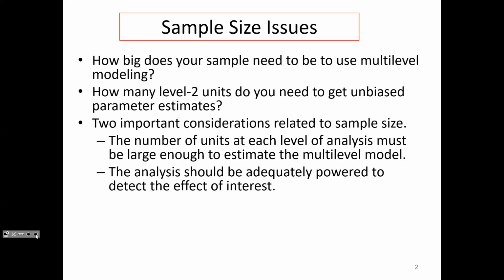Mm-hmm. What would you do? I mean, I have that happen all the time. So if I had 5 or 6 schools, I would put school in as a fixed effect. So I would dummy code each of them, or, I mean, there are different ways to do that kind of coding, but yeah, I would put school in as a fixed effect.